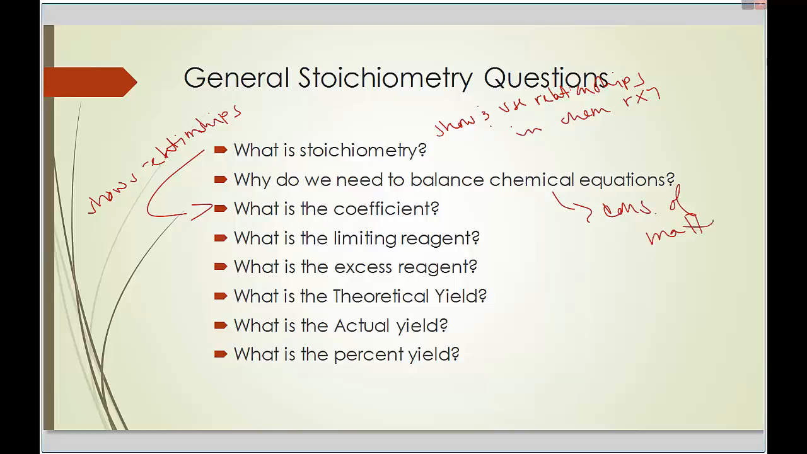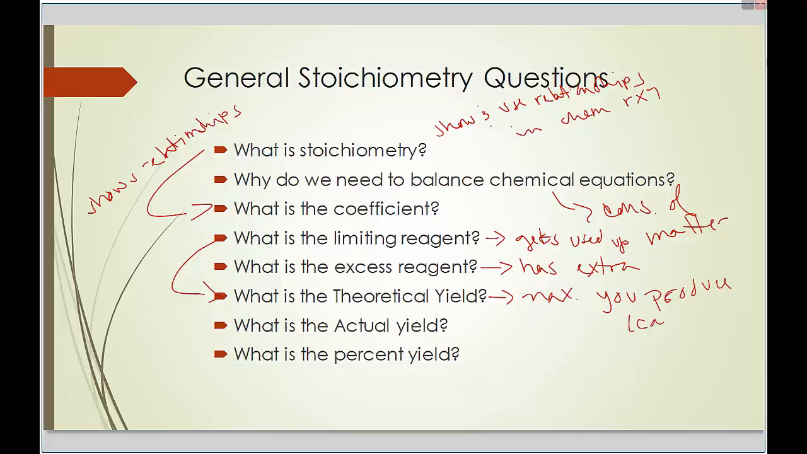What's a limiting reagent? A limiting reagent is what gets used up. There's nothing left of it when it's all done. 100% of it is gone at the very end. Whereas the excess reagent has stuff left over. There's extra of it. It's just sitting around waiting to be used. The limiting reagent determines the theoretical yield, which is the maximum that you can produce. That is something you calculate.